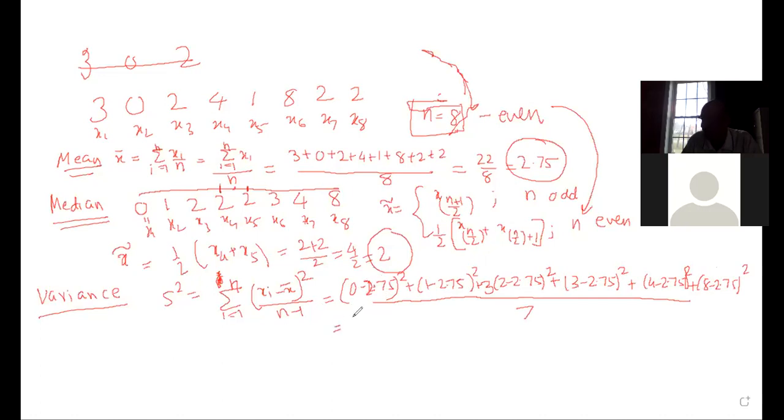So if you use your calculator, you're going to get the square and square, all these things, probably you will be getting 41.5 divided by 7. And if you use again your calculator, you will be getting 5.93. So 5.93, that is your variance, or you can say sample variance.